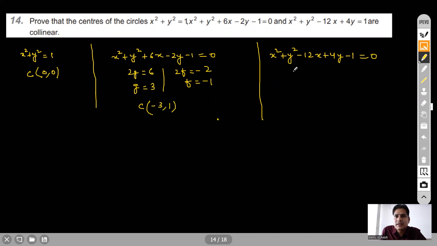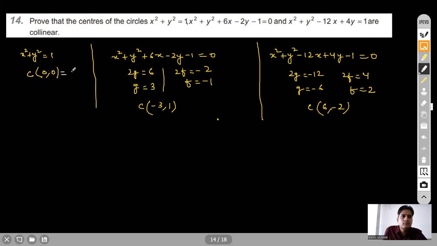And what will be the center for the third? 2g is equal to minus 12, so g is equal to minus 6. And 2f is equal to 4, so f is equal to 2. The center of this circle will be minus g, that is 6, and minus f means minus 2. So now we have three points. Let me take it as point A, point B, and point C.